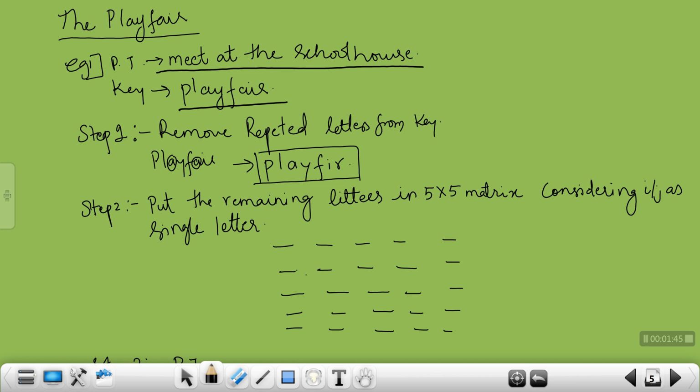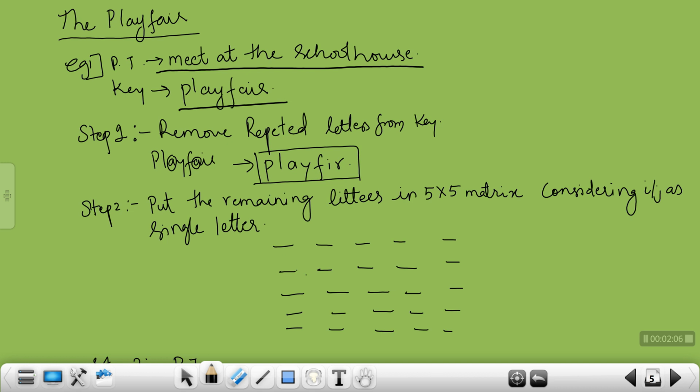Now let us go to step number 1. In step number 1, we are going to play with the key. The key will be our input in the first step. Then in step number 2 we are also going to play with the key only, and in step number 3 we are going to input the plain text to see what the cipher text is.